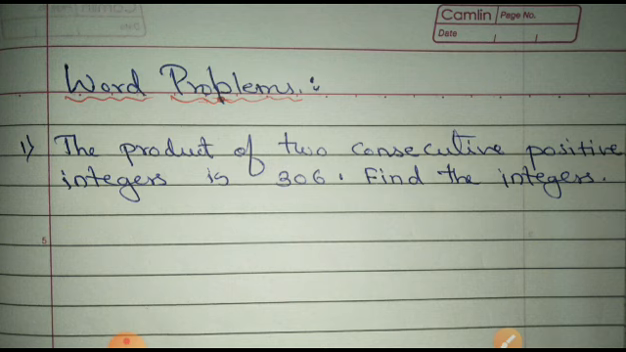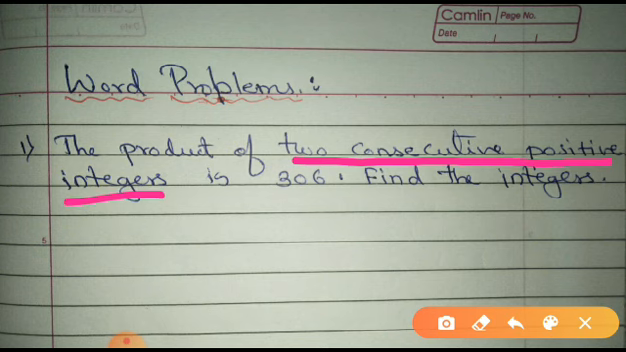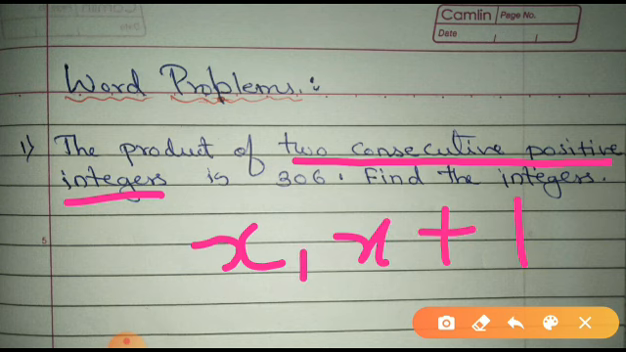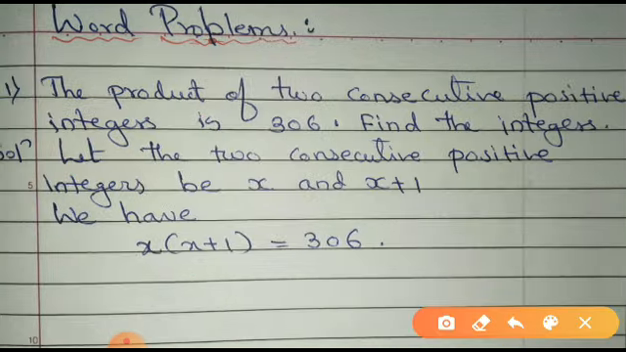Now here they have told the product of two consecutive positive integers. That means if x is my first positive integer, my next positive integer will be x plus 1 itself. So what is given? The product of two consecutive integers is 306. According to the question, we can write x into x plus 1 as 306. Is this clear? That means I have got an equation.